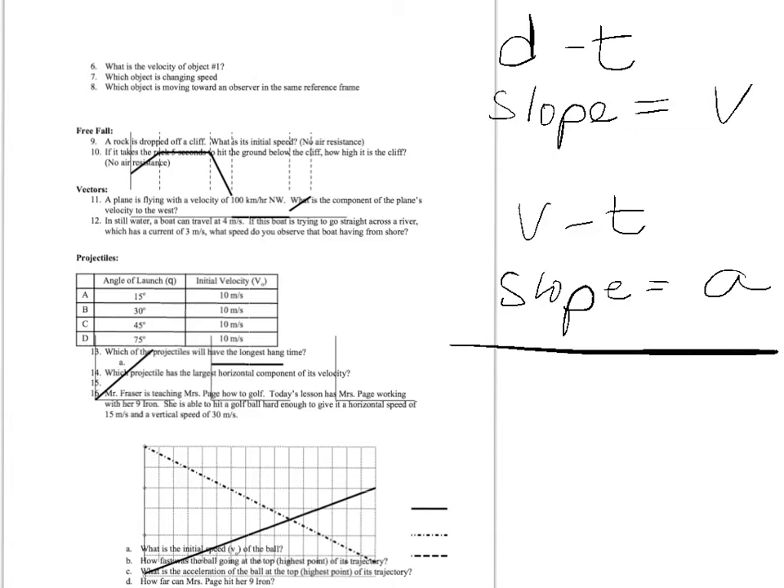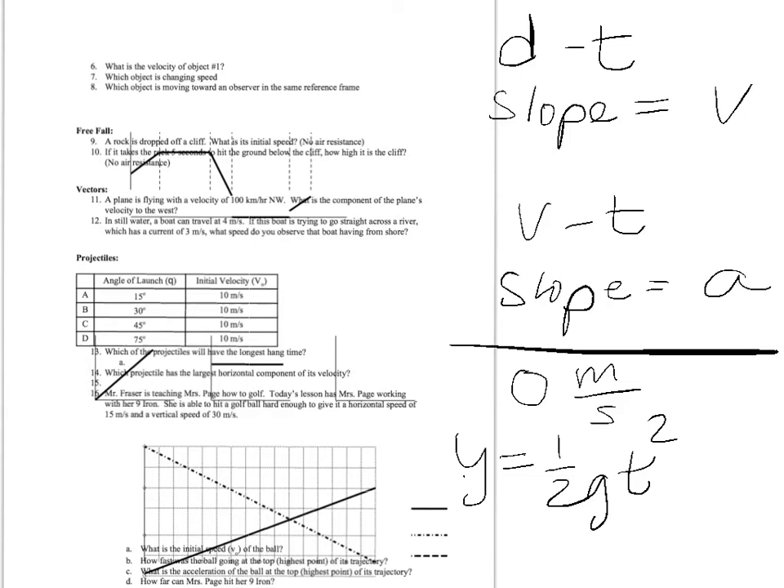And for free fall, like number 9, a rock is dropped off a cliff. What is its initial speed? Well, its initial speed is 0 because it's not moving yet. And then if it takes 5 seconds to hit the ground, how high is the cliff? You would use y = 1/2 g t squared, and plug in 5, so you'd get 1/2 of 9.8 times 5 squared to get your height for number 10 there.